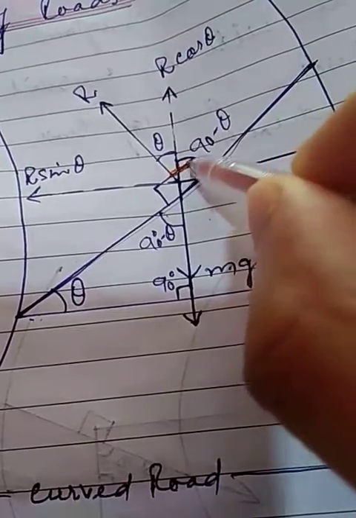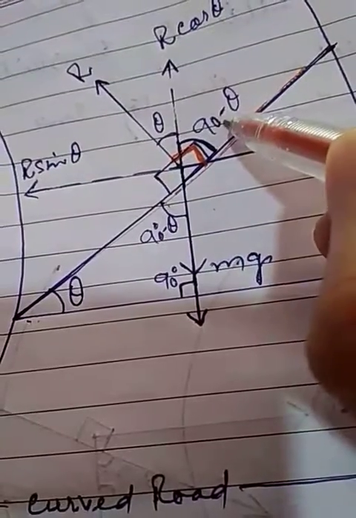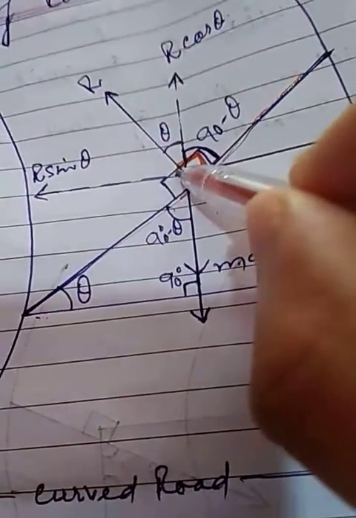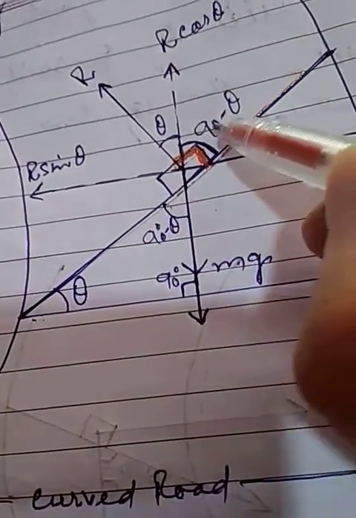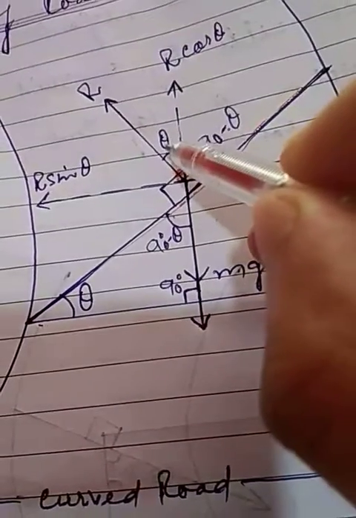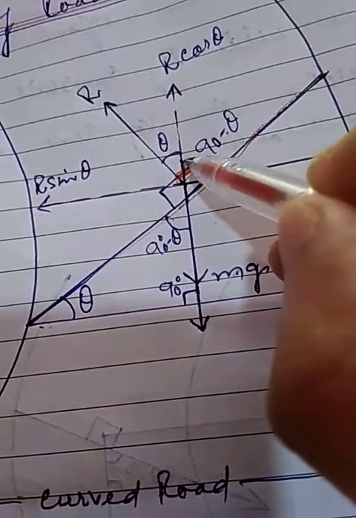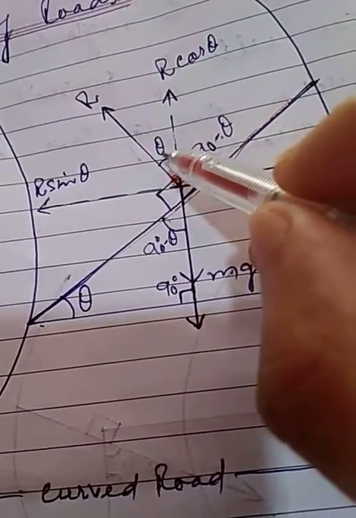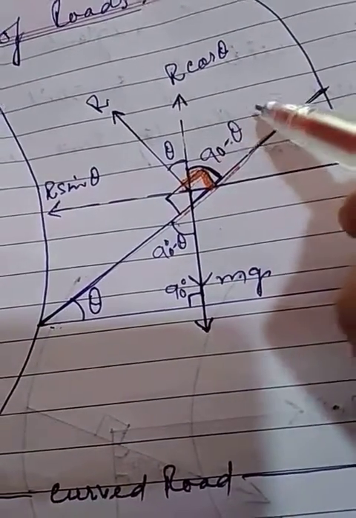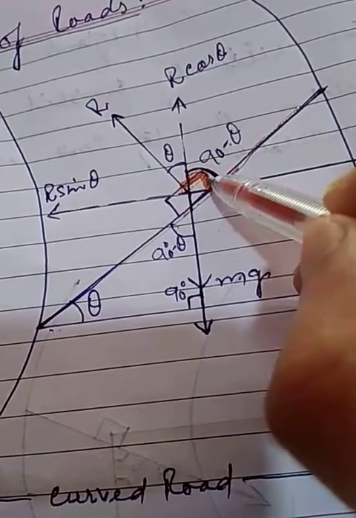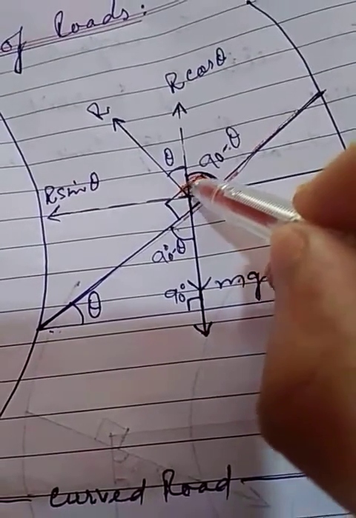Now if this is 90 minus theta, you can say that this angle here is 90 degrees to this, because this is the reactionary force, which is 90 degrees to this line. So if this is 90 and this much is 90 minus theta, this must be theta. If you add the angles 90 minus theta plus theta, the whole angle will come out as 90 degrees. If this is 90 minus theta, this must be theta. Why? Because the whole angle should be equal to 90 degrees.